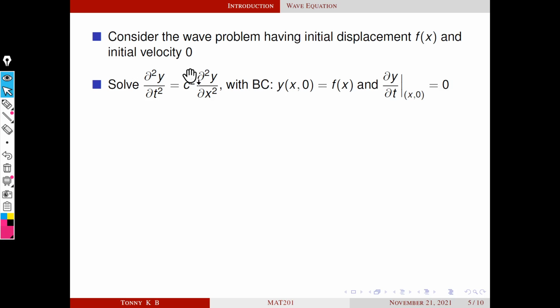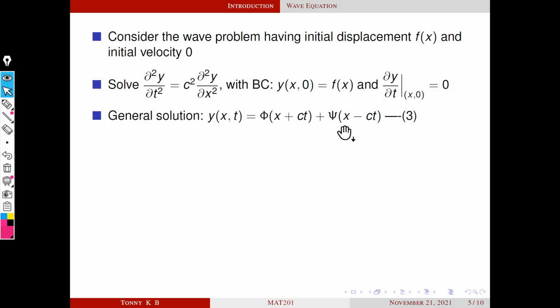And the initial velocity, how to find the initial velocity? By differentiating displacement with respect to t, we get the velocity. So you simply differentiate y with respect to t, then substitute t = 0. That is our initial velocity. It is given that this initial velocity is 0. That means ∂y/∂t at (x,0) = 0. Next we are going to apply these two conditions on the general solution.